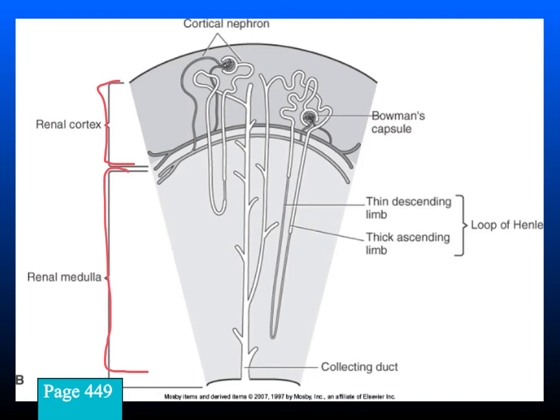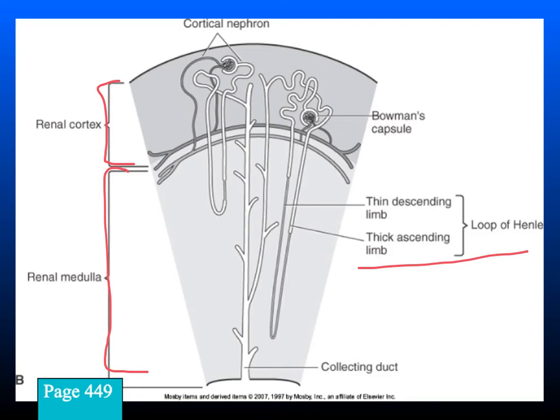That's where the interaction happens with the Bowman's capsule, and all the toxins are taken away as urine from the Bowman's capsule into the loop of Henle, the descending and ascending loop of Henle. That's where urine production happens in the cortex, and then delivery of the urine happens in the renal medulla.